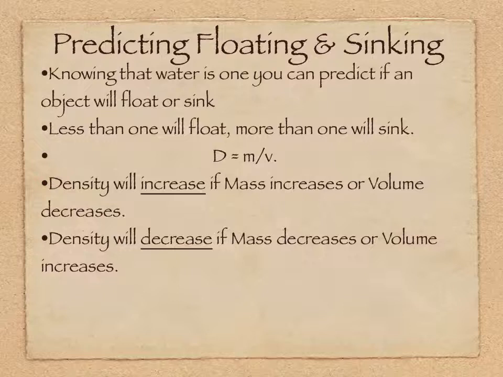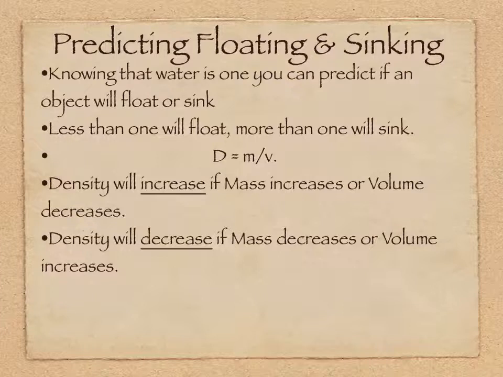And remember the formula that we wrote down for density. Density is mass divided by volume. Now, for a giant submarine, when it is submerged, the density is still going to be less than 1 if it's below the surface.